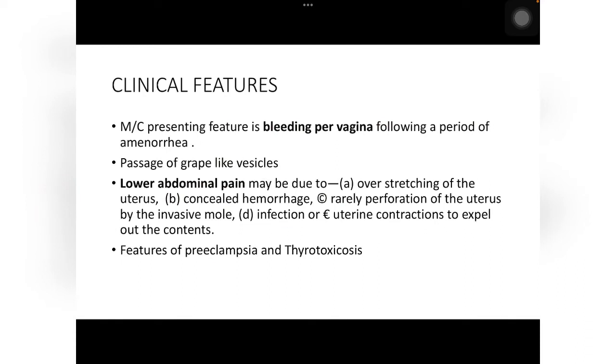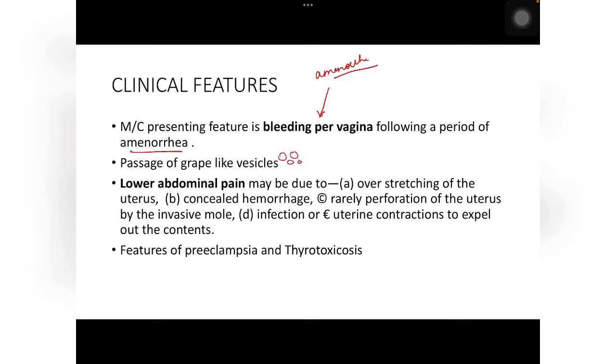mole. So what are the clinical features? How does the patient present to us? It is a pregnancy, right? But the pregnancy has gone wrong. Usually the presentation in pregnancy is going to be a period of amenorrhea. The same thing is going to be here. Following this period of amenorrhea, the patient can come with bleeding per vaginum. Sometimes she will even tell me she has passed something like cystic structures per vaginum.